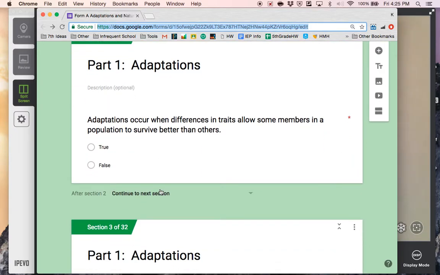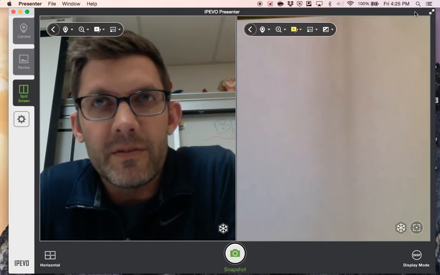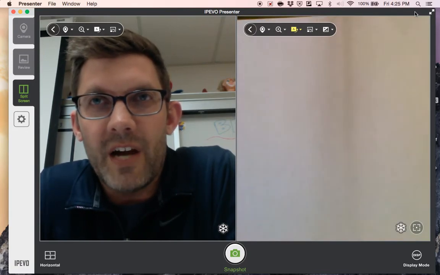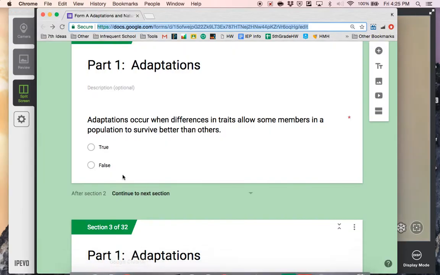First question says, adaptations occur when differences in traits allow some members in a population to survive better than others. So if we have differences in traits, of course we're going to have some survive better than others. We think about the hairless bunny. In that situation, the trait was different, so one bunny was able to survive better than another bunny. That is an adaptation, and so that would be a true statement.